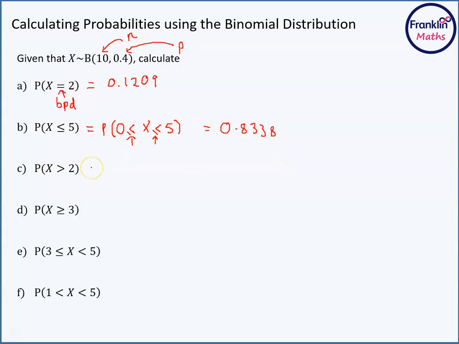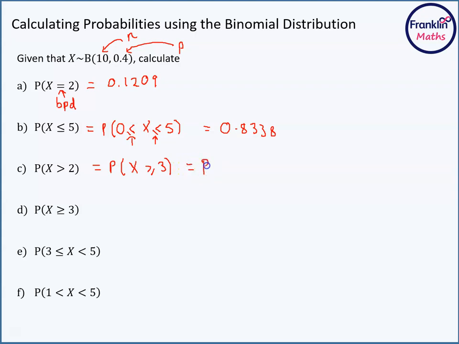Okay. So now with this one here, I keep saying your calculator will calculate when you've got these equals bits on here. So I'm going to change this into one of those equals bits. So if something's greater than 2, that's surely the same as something greater than or equal to 3.